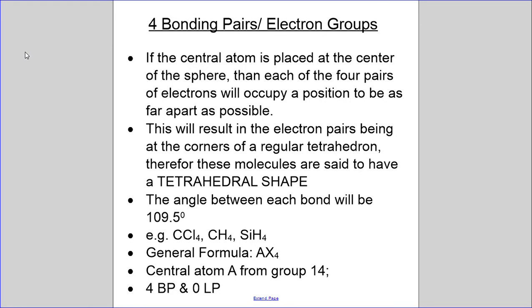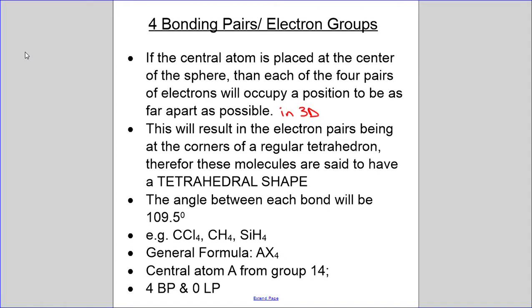After that, we have 4 bonded pairs, and so we're kind of just moving across the list. In this case, we're talking about central atoms from group 14. So if the central atom is placed at the center of a sphere, then each of the 4 pairs of electrons will occupy a position to be as far apart as possible. And in this case, I should really add in 3D. So it's not like they just stay on a single plane.